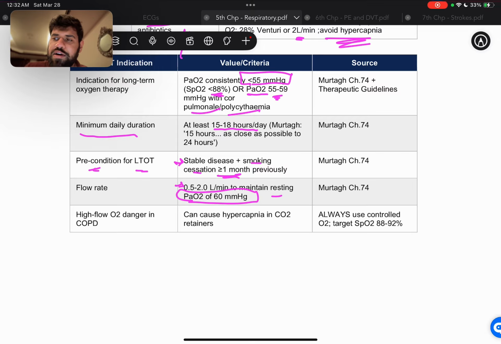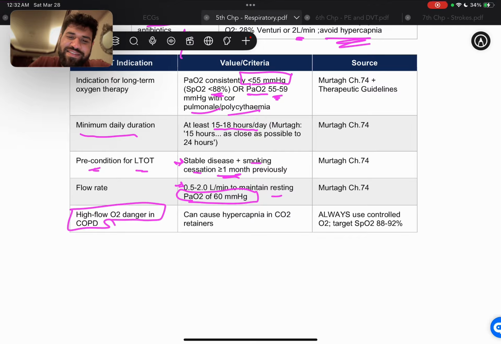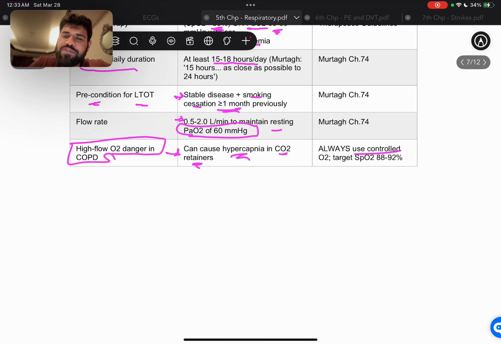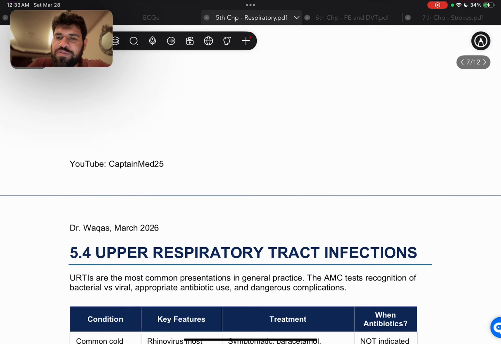So we can't give them high flow oxygen continuously, because COPD patients are dependent on the oxygen concentration in the blood. So if the oxygen concentration in the blood suddenly increases, the respiration is going to drop, and that means we can't get the carbon dioxide that's already in their blood out, to excrete it basically. Then high flow O2 is dangerous. Again, my point is explained in the next point here, that it can cause hypercapnia in CO2 retainers. So we always have to use controlled O2 and target an SpO2 of 88 to 92%.